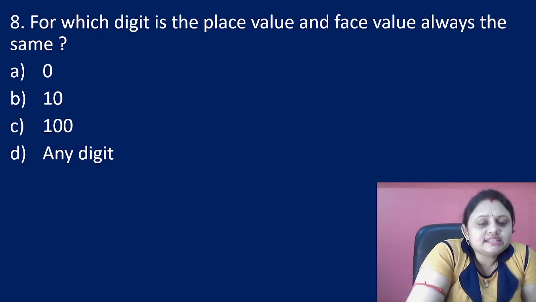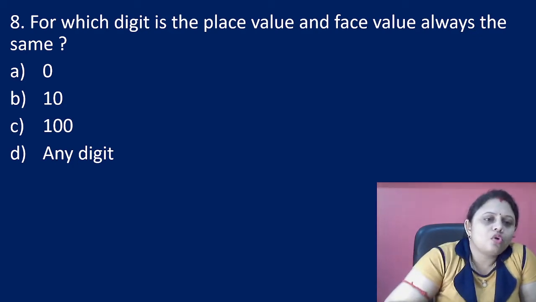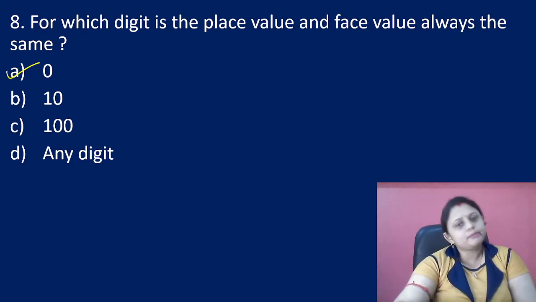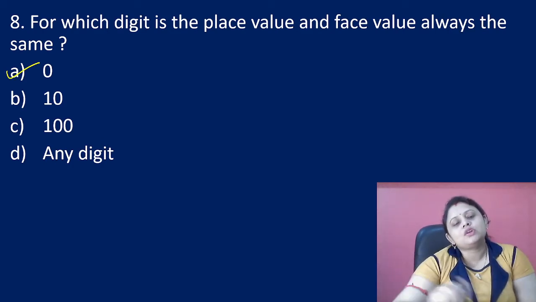For which digit is the place value and face value always the same? Oh, it is a very easy question. For which digit are place value and face value always the same? It is for 0. Always, 0 is the only number in which both the values are the same.